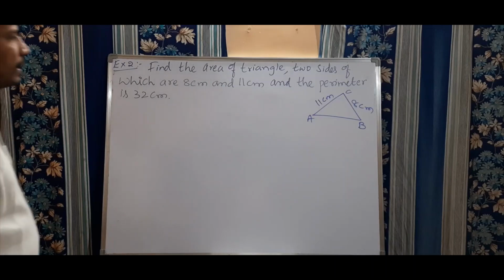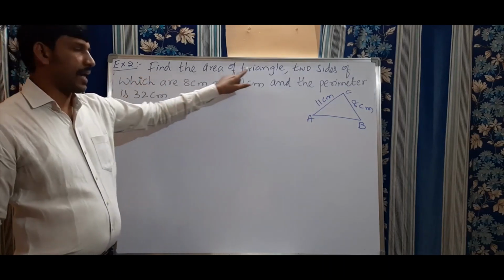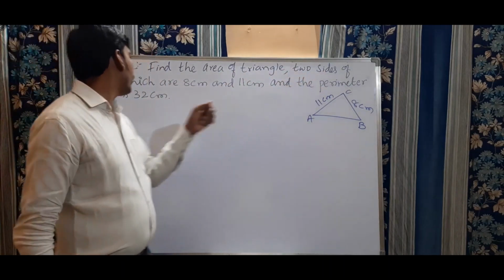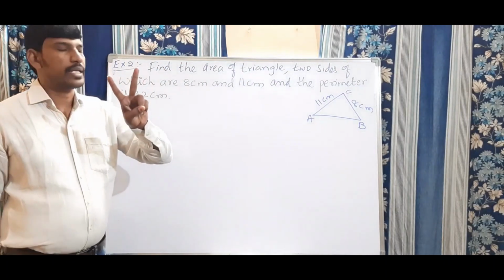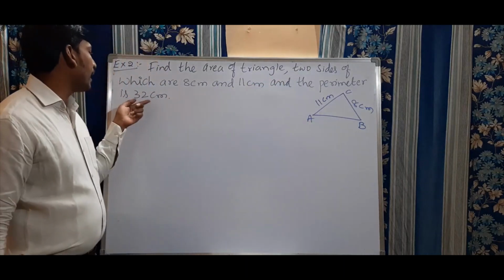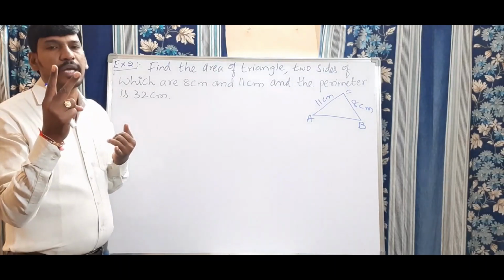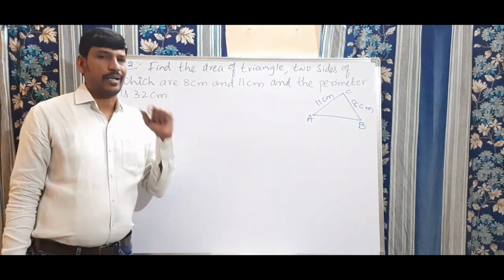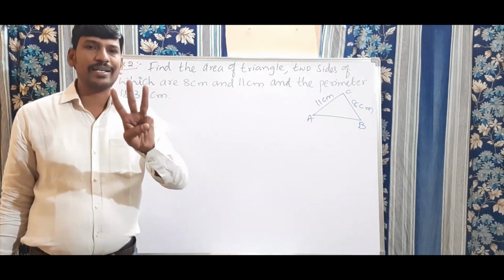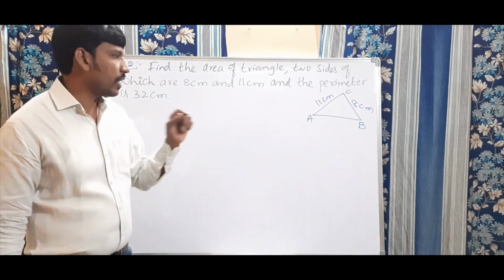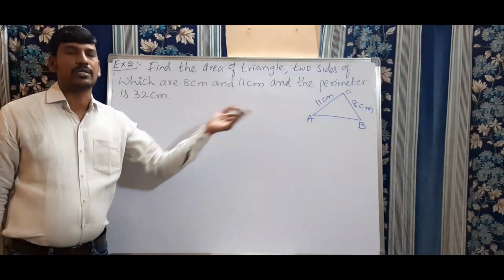Now, children, let us discuss one more example. Find the area of a triangle, two sides of which are 8 centimeter and 11 centimeter. They given only two sides, and as well as the perimeter of the triangle, they given 32 centimeter. They are asking that find the area of the triangle. To find the area of triangle we require three sides compulsory, and a semi perimeter. So here only two sides are given. So now by using this perimeter we are going to find out third side.